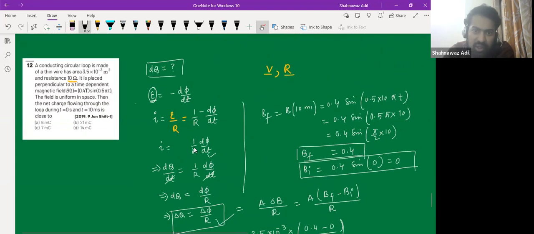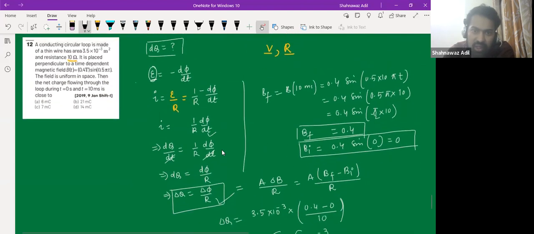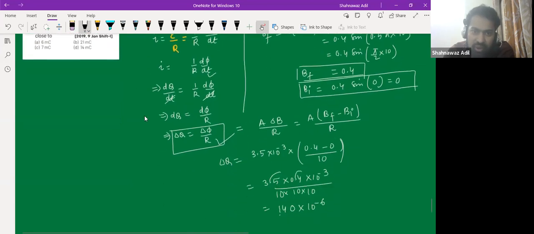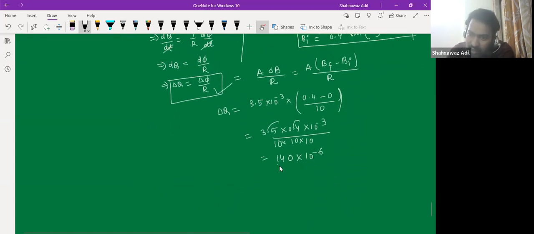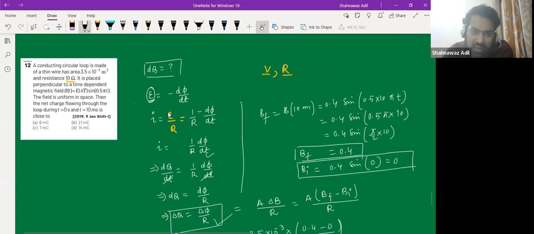R is how much? 10. 0.5. This is 10 to the power 3 that I'm getting. 0.5, 0.4. That is 4 into 10 to the power minus 5. Why am I getting this? This should be filling up, right?